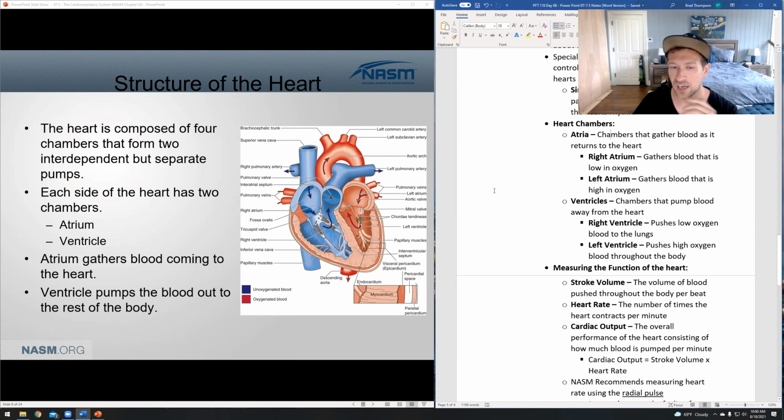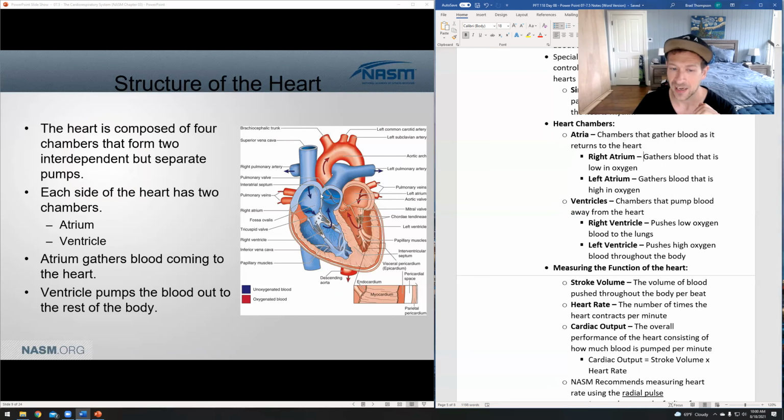But each side of the heart, right? It's these 4 big chambers here. You've got the atriums on top and the ventricles down below. So the atriums, or atria, which is the real plural, are the chambers of the heart that gather blood as it returns to the heart, right?